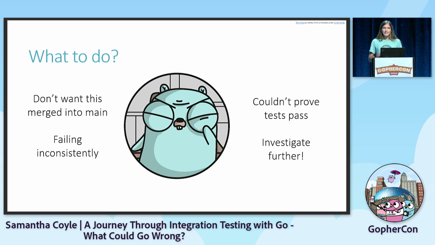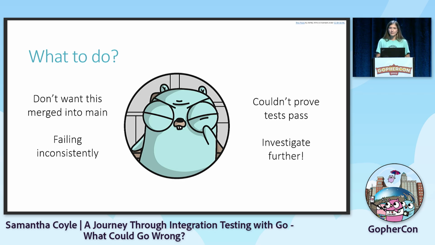So we knew for sure we didn't want this merged to main. No one would want that. And it was failing inconsistently, right? It worked for me, worked for Anthony, but did not work for that validation engineer. So we couldn't prove that our tests passed because we needed that test report output to give to our stakeholders. So that was a bummer.